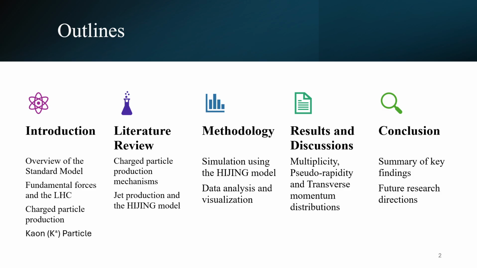So here is the outline. First of all, we discuss the introduction. In the introduction, we will discuss the standard model and the fundamental forces. Then we will move on towards the charged particles, specifically Kaons particle production. In the literature review, we will discuss the charged particle production mechanism and jet production in the HIJING model. In the methodology, we will discuss and simulate the HIJING model, and then we will analyze and visualize our data. And lastly, we will see our results and discussion.